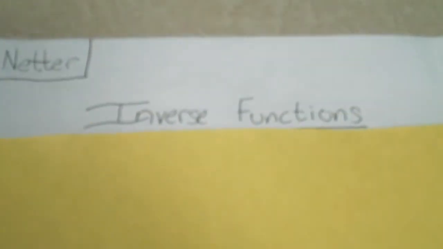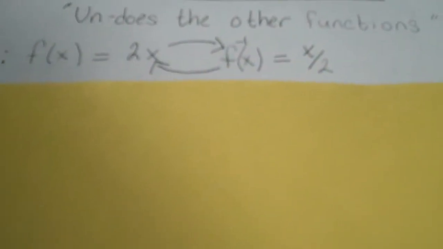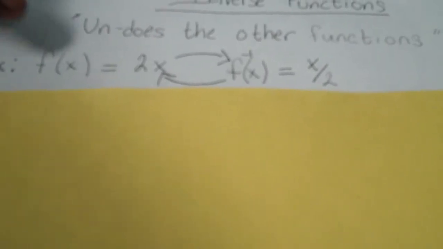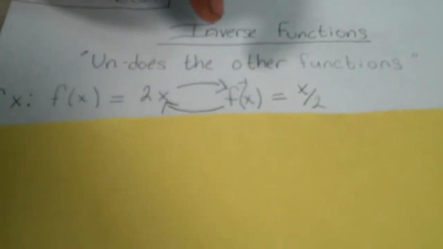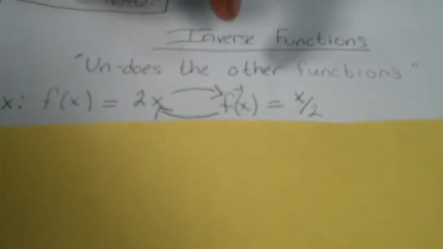Alright, so today we will be talking about inverse trig functions. Now, what this does is it undoes the other functions. If you're not sure what that means, here's an example. If you have f of x equaling 2x, then the inverse of f of x equals x over 2. Basically, this little -1 right here, that's the inverse sign. It undid 2x and turned it into x over 2.